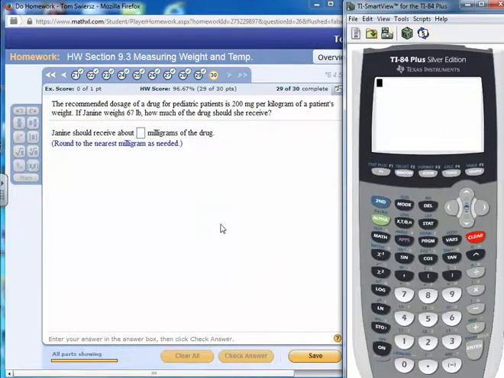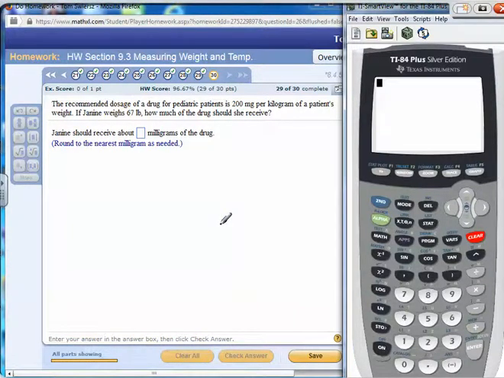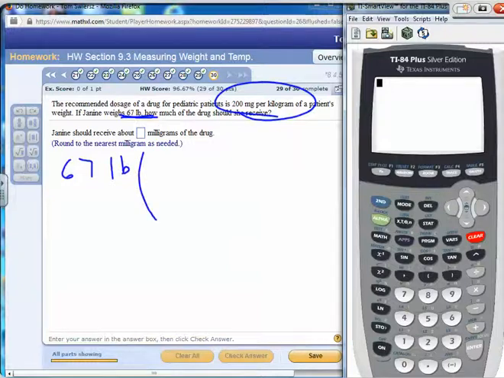Question number 30. The recommended dosage of a drug for a pediatric patient is 200 milligrams per kilogram of a patient's weight. Jane weighs 67 pounds. How much of the drug should she receive? It's 200 milligrams per kilogram, so we first got to do what? Change 67 pounds to kilograms. So 67 pounds, and again, we want kilograms, okay? And we want to get rid of pounds.